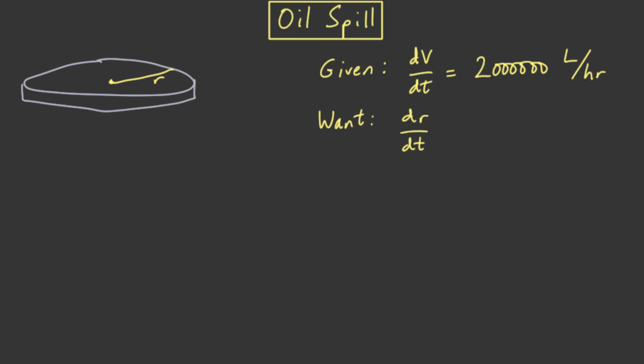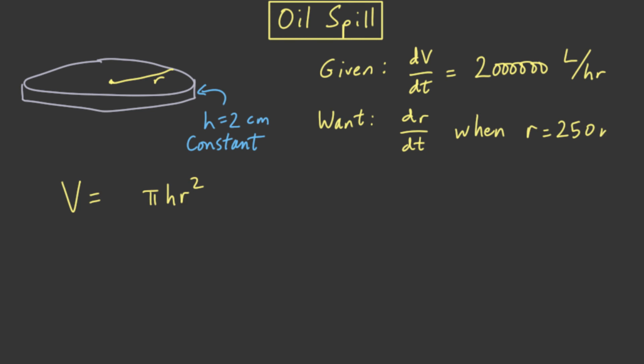This is an example of what's called a related rates problem. We're given one rate of change, and we're asked to find a related rate of change. dV/dt and dr/dt are related because V and r are related. V is always equal to pi h r squared. We also have that h equals 2 centimeters, and we're modeling that as a constant, so we can plug that value in whenever we want. And also, we want this dr/dt when r is 250 meters.